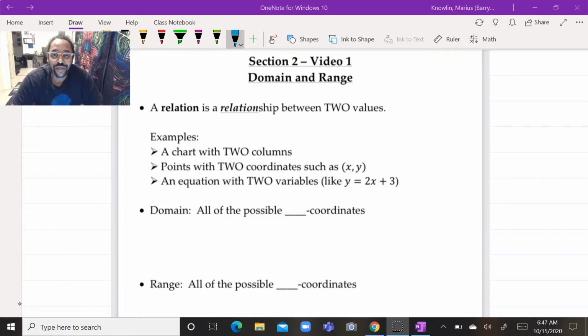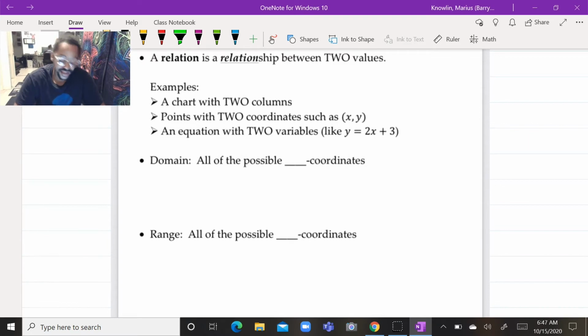Today's lesson is going to be about the domain and range of relations. All right. The domain in all of these relationships would be all of the possible x values. The range of these relationships would be all of the possible y values.